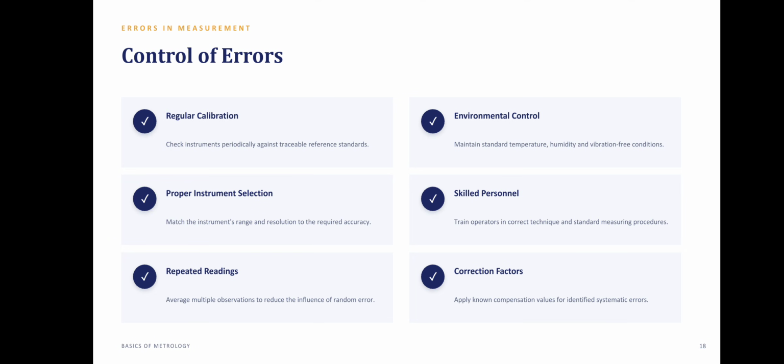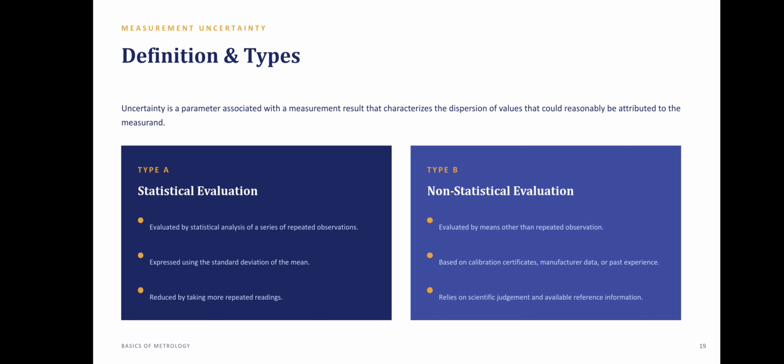Next one is control of errors. How to control these errors? Regular calibration is needed, proper instrument selection, repeated readings, environmental control, skilled personnel, correction factors, etc. are very much needed. Then measurement uncertainty: definition and terms, Type A and Type B.